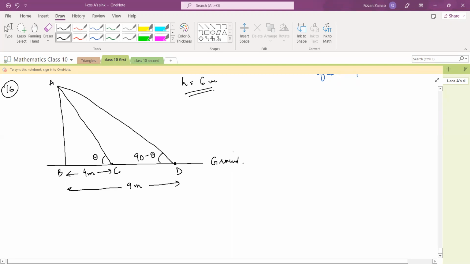Okay. Again, start with tan in one triangle. So I take triangle ABC, right, Martin? Now tan of theta, because I don't know the angle. So tan of theta is perpendicular by base. Perpendicular I call h, the height of the tower. So h upon 4. Is that okay? 4 meter, right?